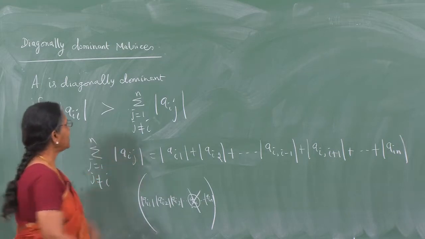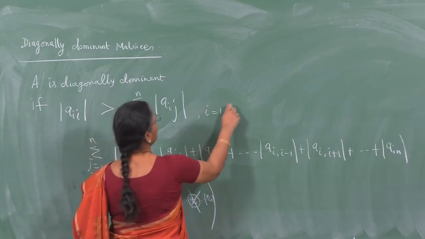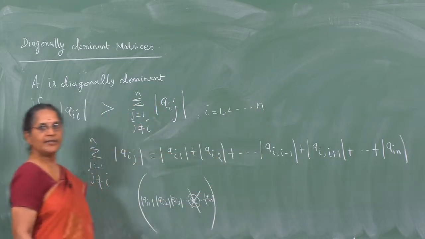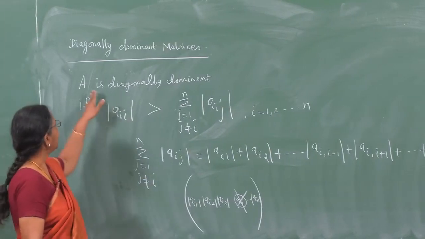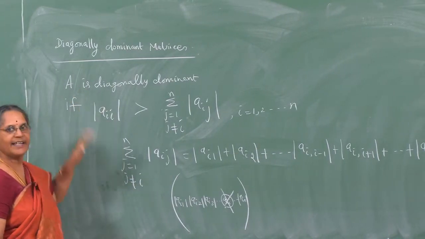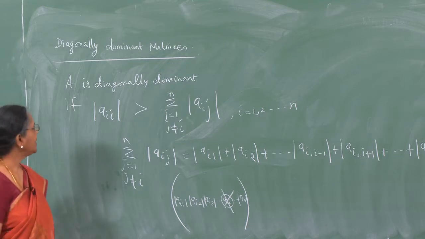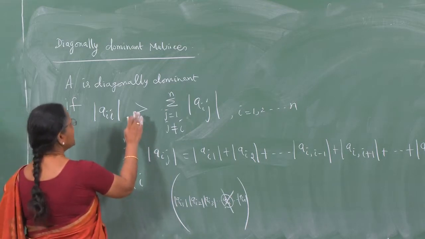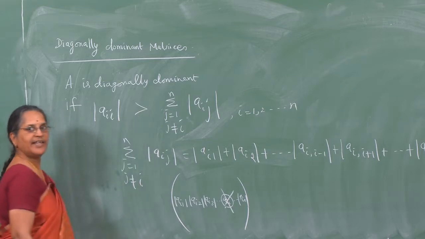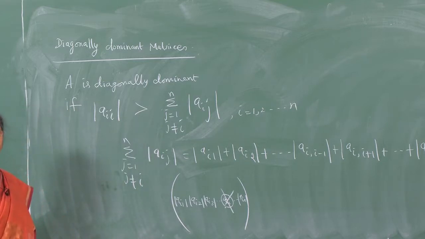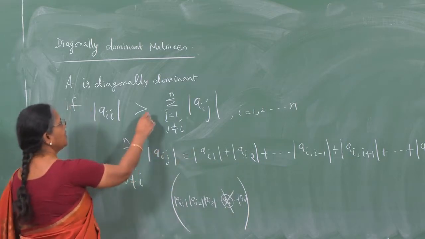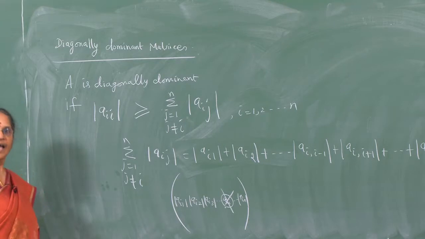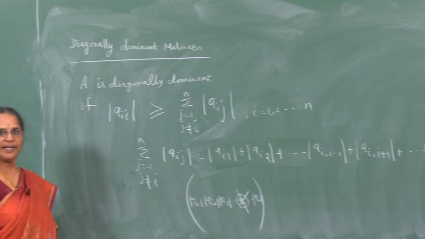If this happens for i equal to 1, 2, 3 up to n, so for all rows, then you say that the matrix A is a diagonally dominant matrix. If the strict inequality is satisfied, then you say that it is strictly diagonally dominant, and there may be some rows for which equality can happen. In that case, you say that A is a diagonally dominant matrix.